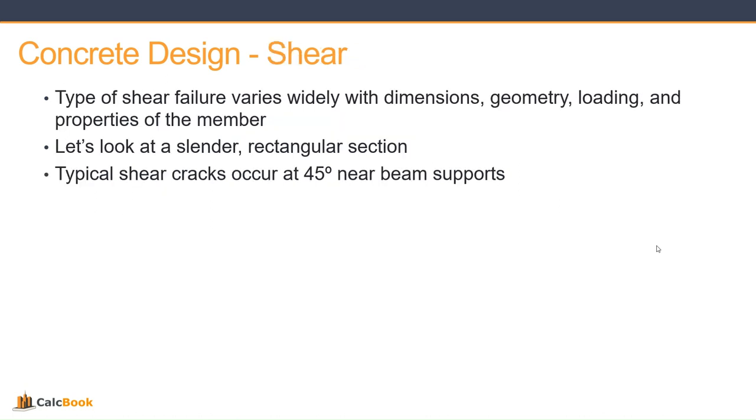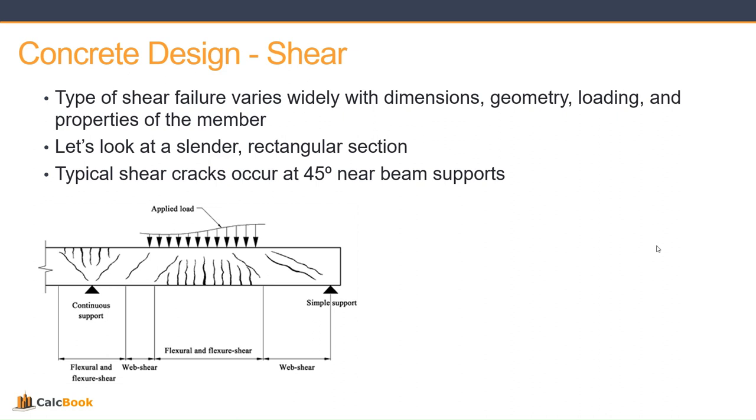For shear, the shear failures vary widely depending on the dimensions and the geometry. If you have a deep beam or something like that, you can get a strut-and-tie model, that sort of thing. But for this particular example, we're going to be looking at a slender rectangular section. And for that, we typically have shear cracks that occur at 45 degrees, typically near beam supports, sometimes at concentrated loads, that sort of thing.